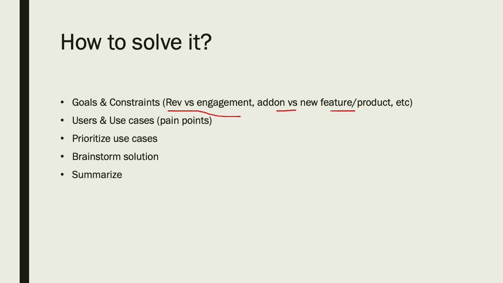And this is, I would say, not a good way to go about it. Second is users and use cases, and the pain points, right? Then the ability to prioritize which pain point you want to solve, brainstorming solutions, and summarizing.